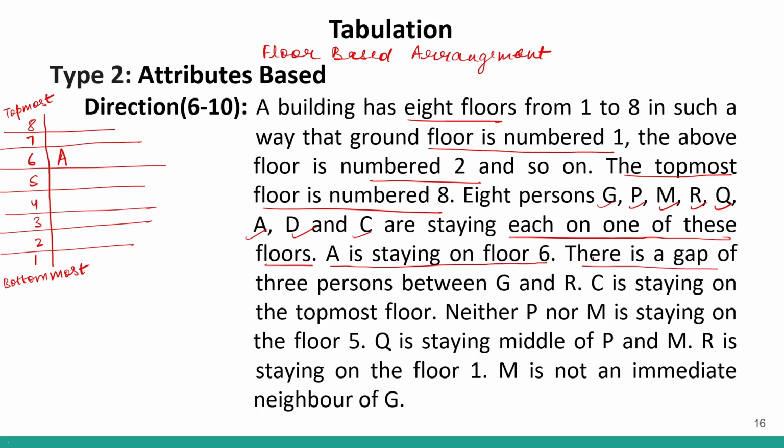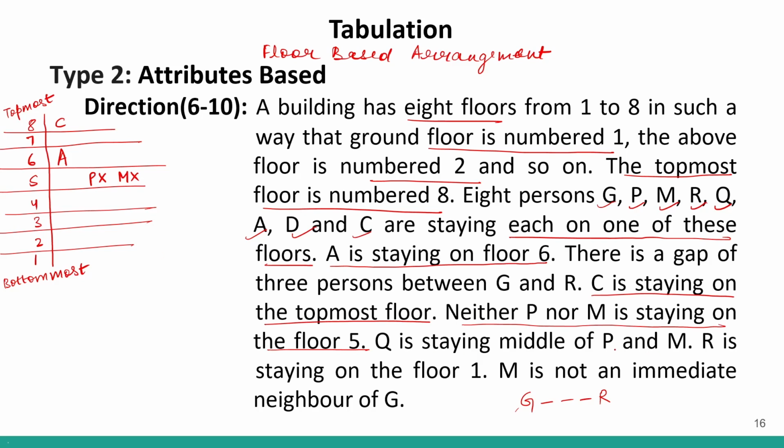There is a gap of 3 persons between G and R. So, let us hold this information. C is staying on the topmost floor. So, this we can also fix. Topmost floor is floor number 8. So, at floor number 8, we will have C. Correct? Now, neither P nor M is staying on floor 5. So, in floor 5, we will not have P and we will also not have M. These two people are not staying in floor 5. Okay?